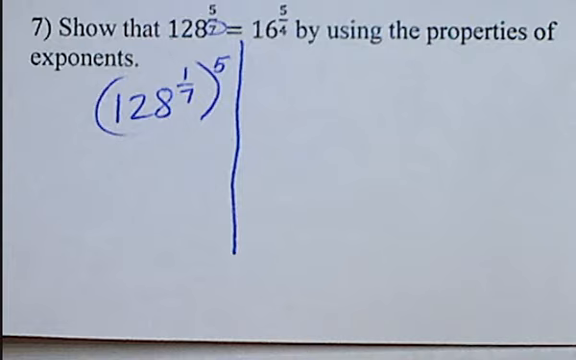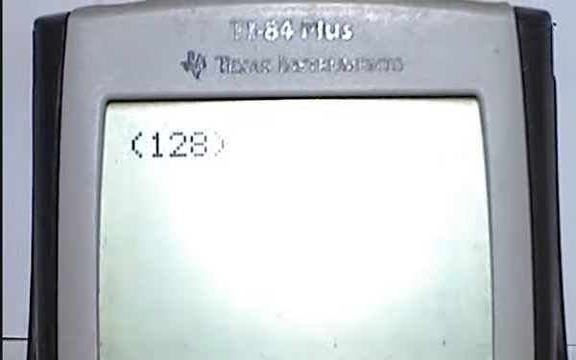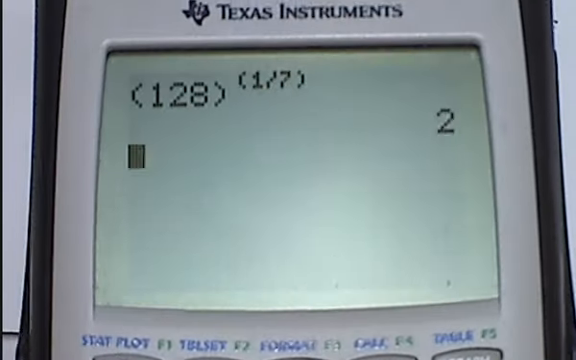I don't know offhand what is 1/28 to the 1/7 power. So grab the calculator. In parentheses, we have 1/28 raised to the 1/7 power. Sorry for the glare, it's hard to see. I press enter, and the correct answer is 2.